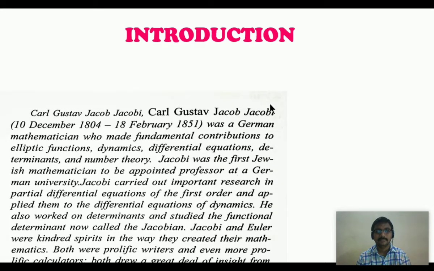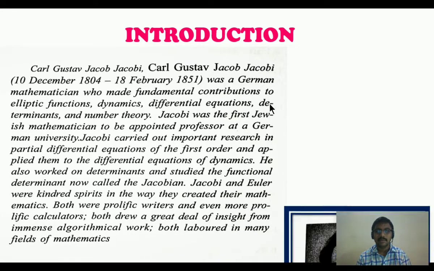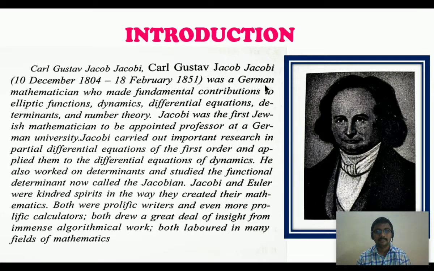Introduction. Carl Gustav Jacob Jacobi was a German mathematician who made fundamental contributions to elliptic functions, dynamics, differential equations, determinants, and number theory. Jacobi was the first Jewish mathematician to be appointed professor at a German university.